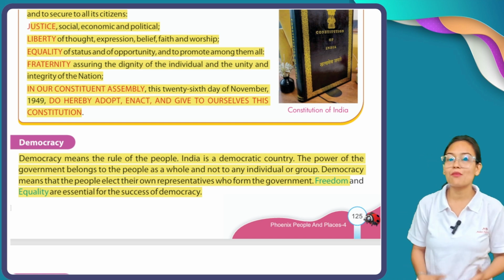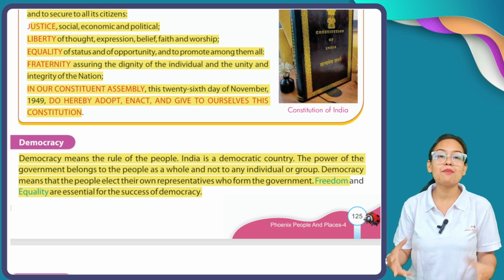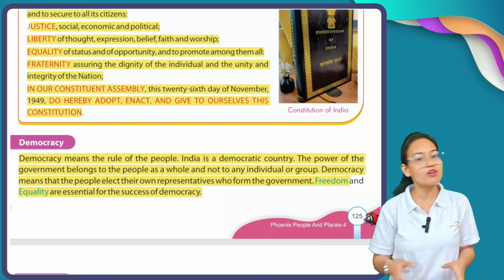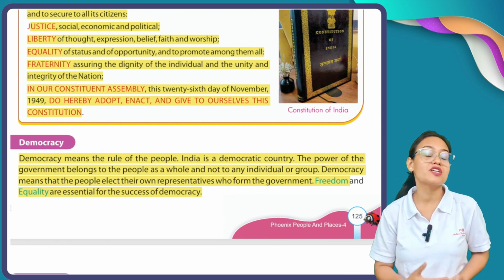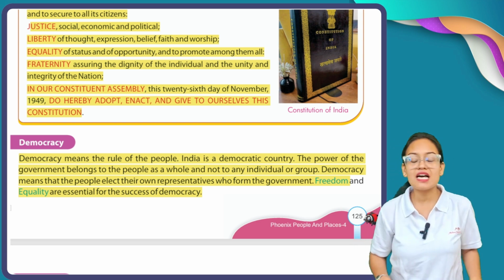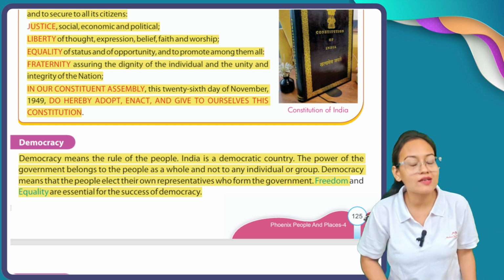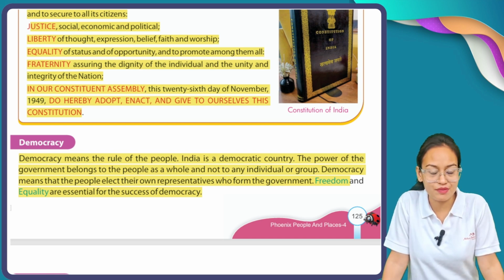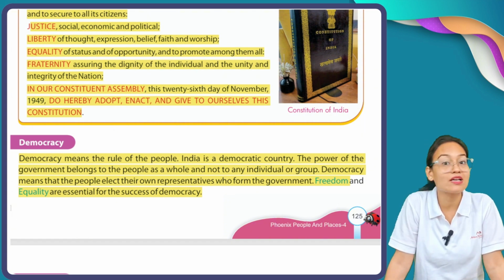Now see, what is the meaning of democracy? Democracy means a country where people rule. Okay, India is a democratic country. We call India a democratic country. It means India is 100% ruled by Indian people. And India is not a country ruled by a single person. Actually our country India is a democratic country. It is not a country ruled by a single person like North Korea.